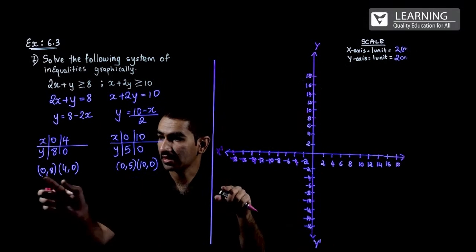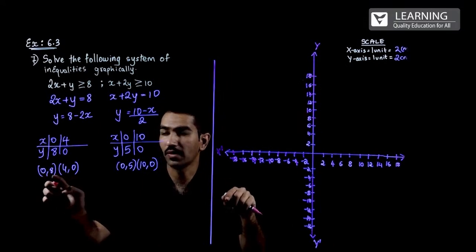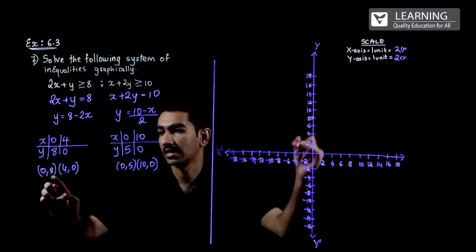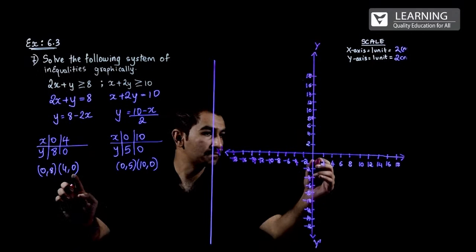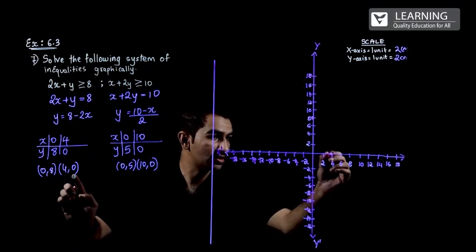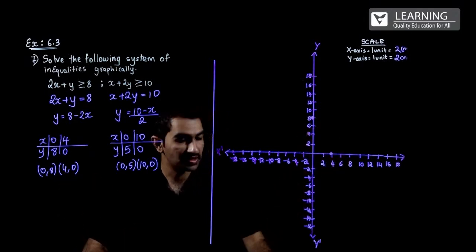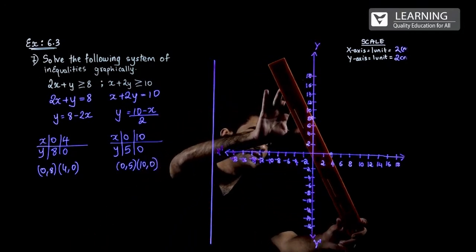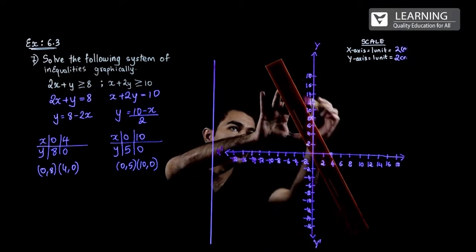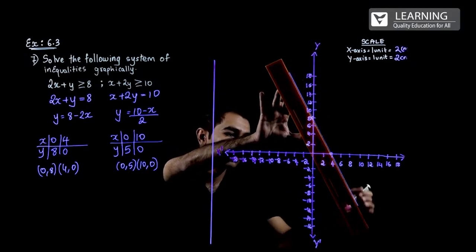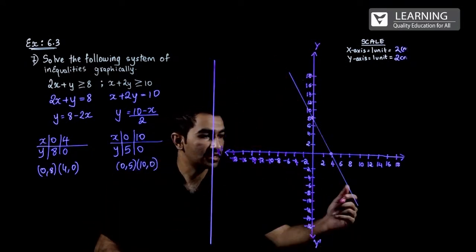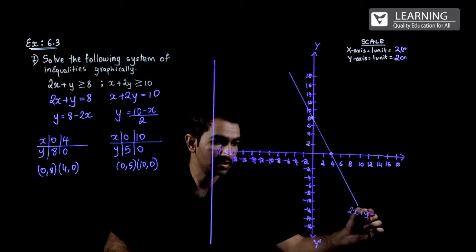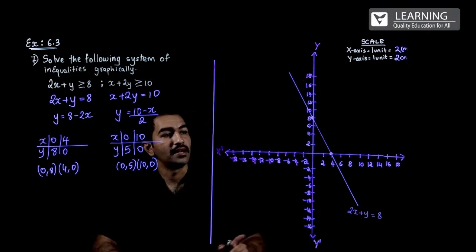Now we'll plot these points (0, 8), (4, 0). X is 0, y is 8. So that is nothing but this point. And x is 4, y is 0. So this is that. Join these both points with a straight line. So here we'll take this. Okay. So we'll join these both points by a straight line like this. What is this line representing? This line is representing 2x plus y equals 8. Understood? One line is drawn.